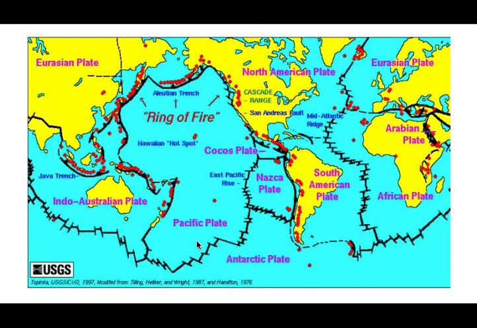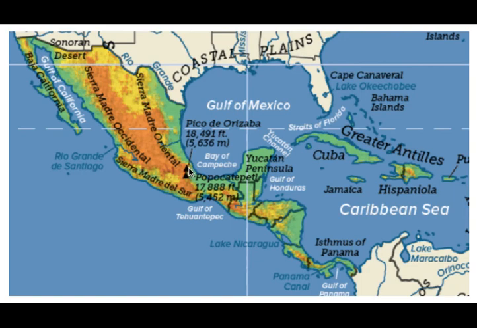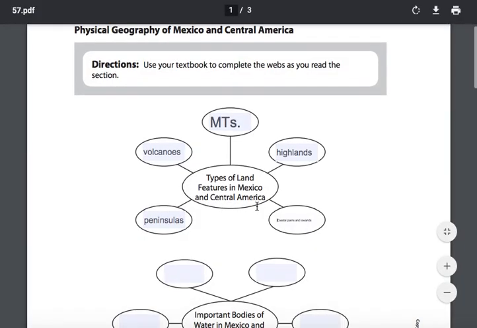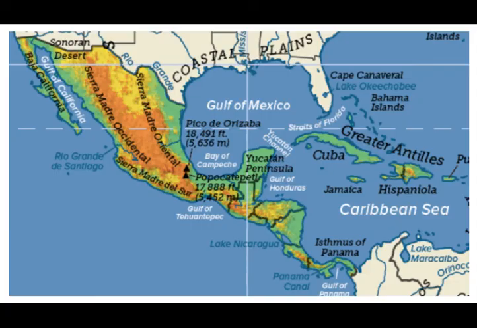If you look back at the map, you can see the distinctions between those. You've got mountains, plateaus, peninsulas, and then the different volcanoes are shown here with these triangles. In the next section, we're going to read about the important bodies of water.